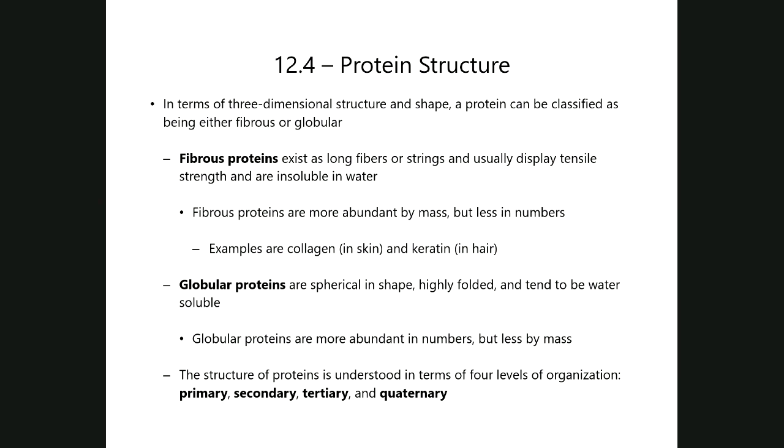So in terms of three-dimensional shape and structure, proteins can be largely classified as fibrous, and as the name implies, these proteins exist in the form of long fibers or strings. We have several of these proteins in our body. These are actually the most abundant proteins by mass in the human body. The two most abundant ones are collagen, which makes up the bulk of most of our connective tissue, and keratin, which is the structure of hair. We're going to talk about the details of these structures as we go through this discussion. So these are like rope-like structures, with enormous tensile strength, highly insoluble in water. You want them to be that way.